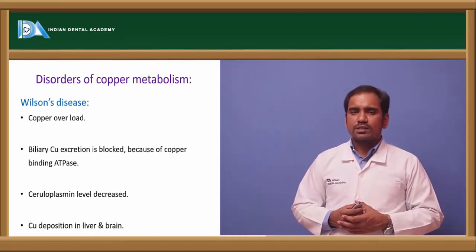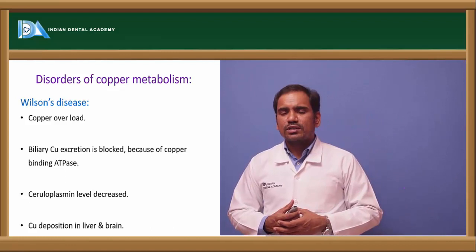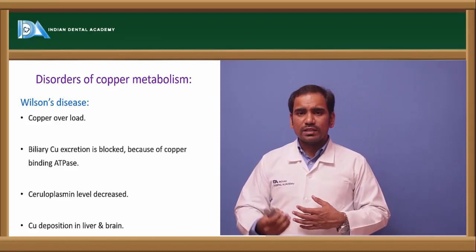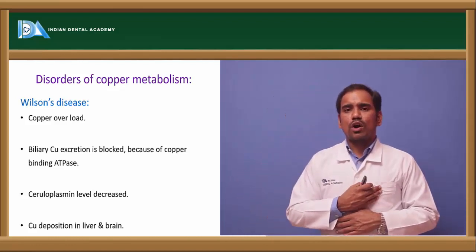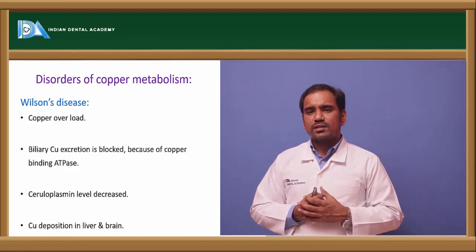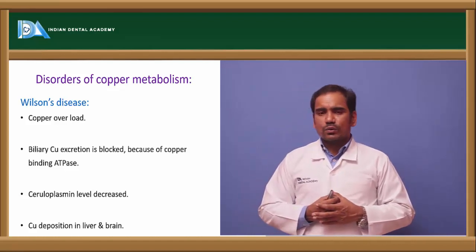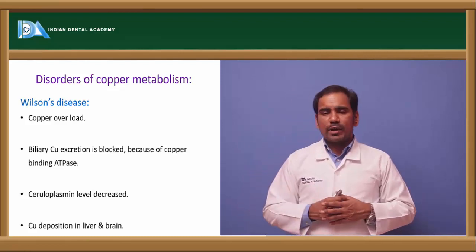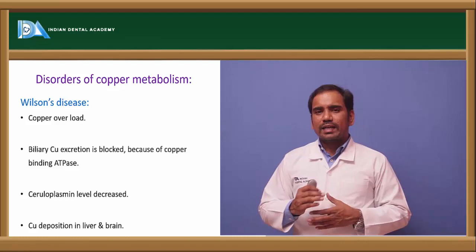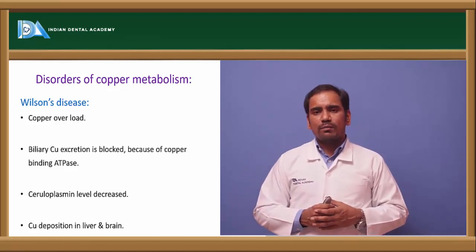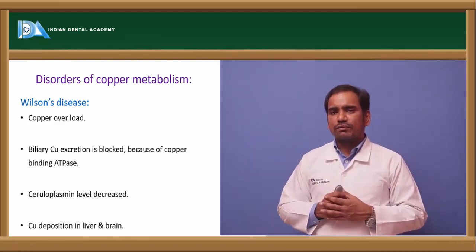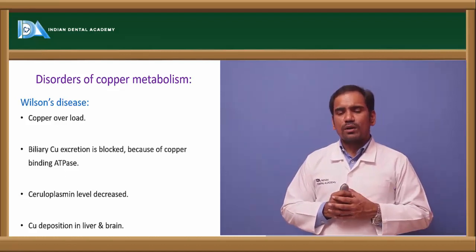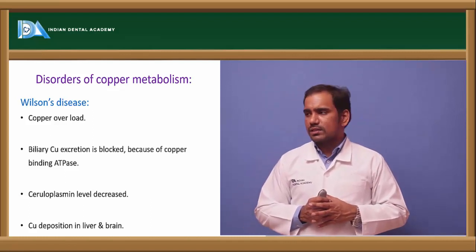And what happens in the deficiency of copper? Coming to disorders of copper metabolism, Wilson's disease. Whenever there is excess copper in the blood, it leads to copper overload, and that disease we call Wilson's disease. This is because of deficiency of a particular enzyme called ATPase. That copper binding ATPase deficiency leads to decreased excretion of copper through bile, and that leads to increased copper in the blood. We call it Wilson's disease. That's how copper overload occurs in case of Wilson disease.